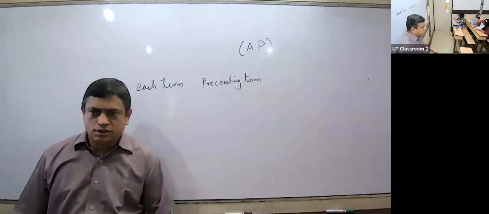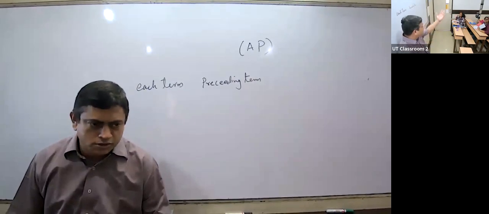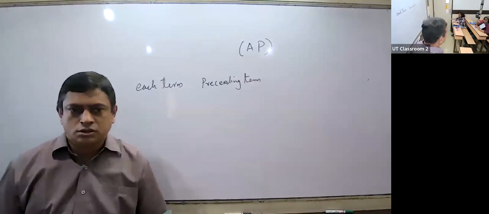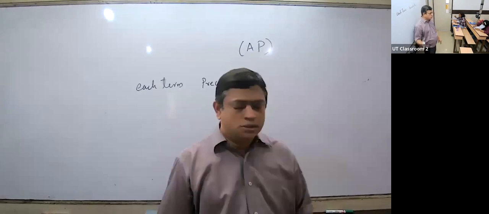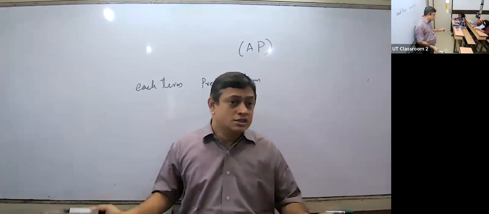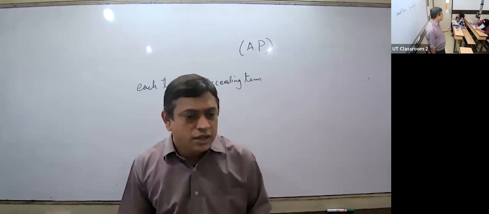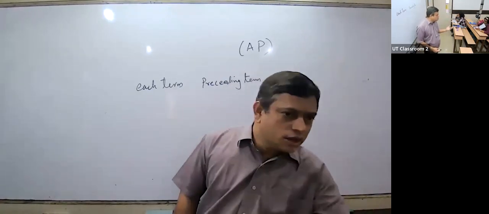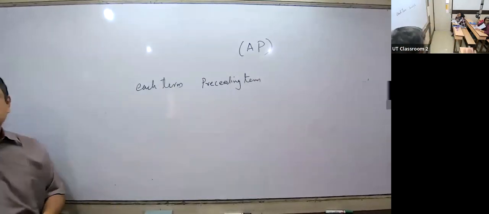In that statement, which word is not clear? Maybe preceding. Do you know what is meant by preceding? Previous. Okay. Now just read what it is. It is a sequence in which each term is obtained by adding a fixed number with the preceding term. So can anyone give an example of an AP? Those who know, raise the hand.